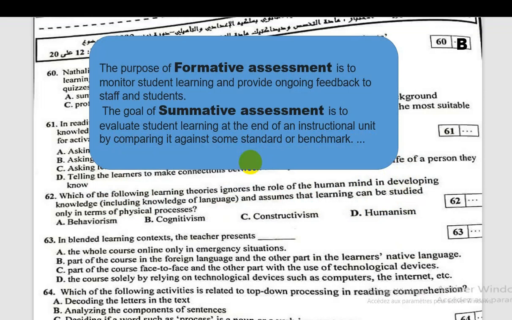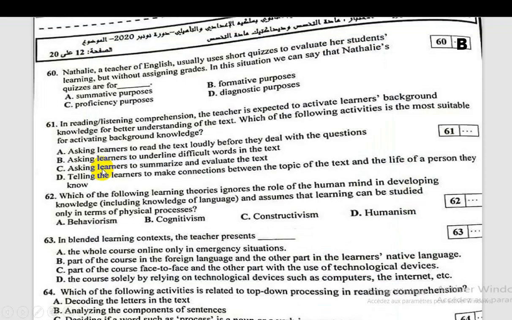Let's move now to the 61. In reading or listening comprehension, the teacher is expected to activate learners' background knowledge for better understanding of the text. Which of the following activities is the most suitable for activating background knowledge? In reading and listening comprehension, the teacher does activities to try as much as possible to activate the students' prior knowledge, and also to help them understand the text more.